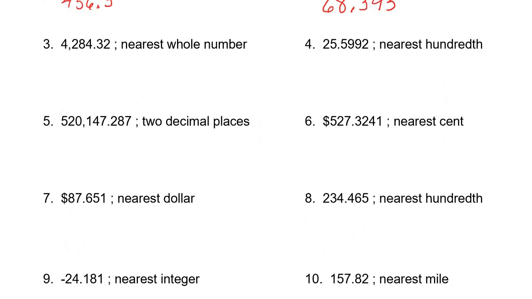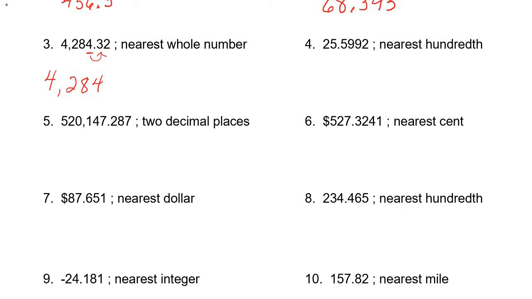In problem 3, I'm asked to round to the nearest whole number. So that means I'm looking at this place value right here just to the left of the decimal. I look at the number to the right, which is a 3. I only round up if that number is 5 or more. And since it's not 5 or more, that 4 is going to stay the same. So there's my answer.